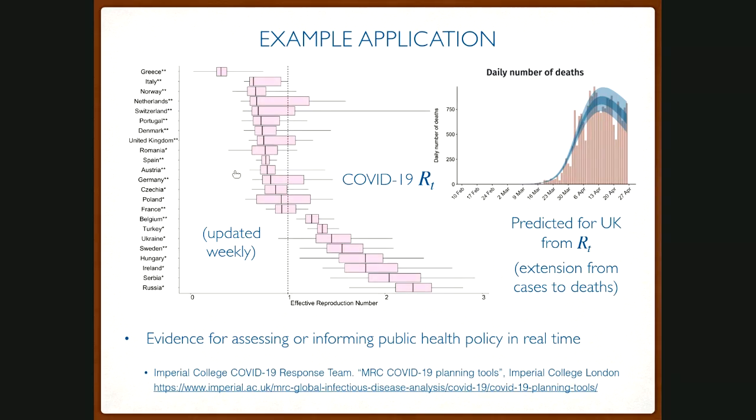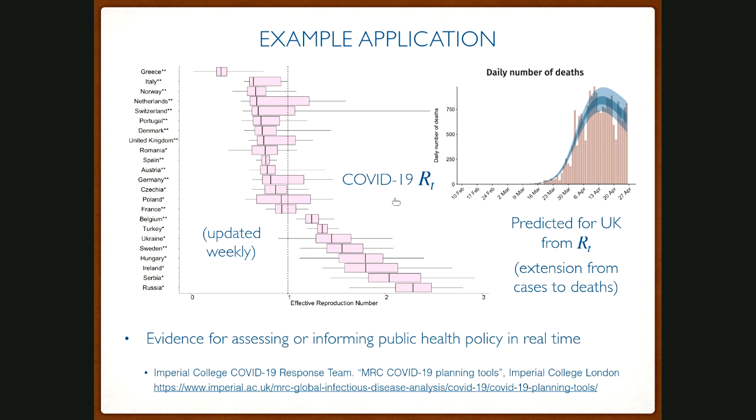the effective reproduction number varies across countries, for example. Here we have a plot that used renewal model type measures to get a distribution of what's been going on in different countries.